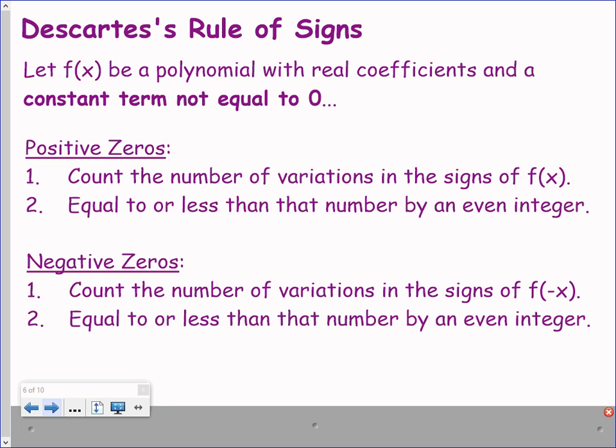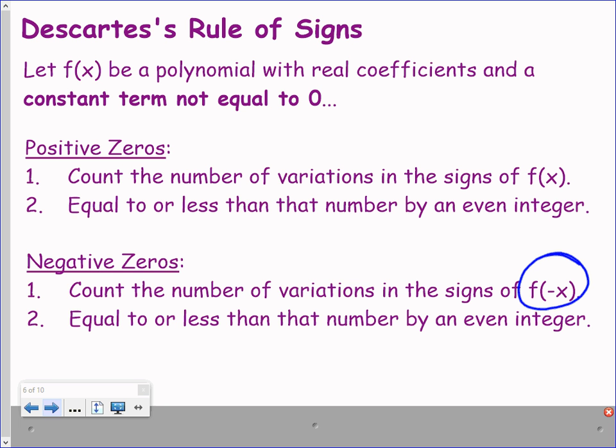Now the rule is almost identical for negative zeros, but you've got to pay attention that you're not looking at the original function, you're now looking at f of negative x. So you can go back to the original function, replace all the x's with negative x, and whatever that simplifies to, you're going to look for sign changes there. But then the rule is the same.